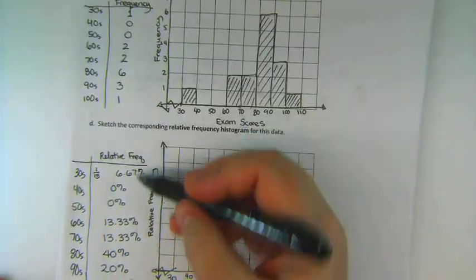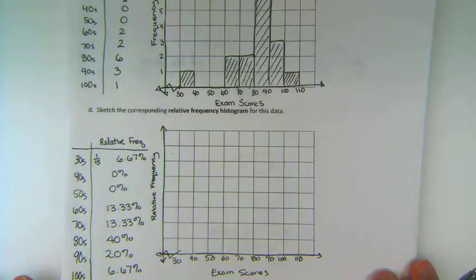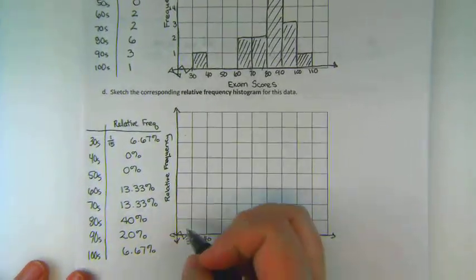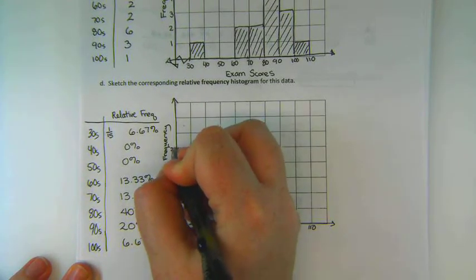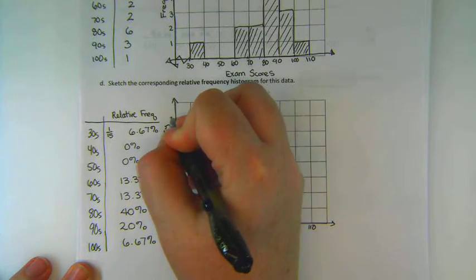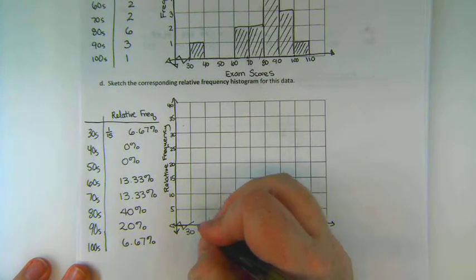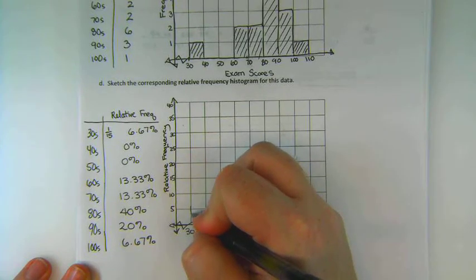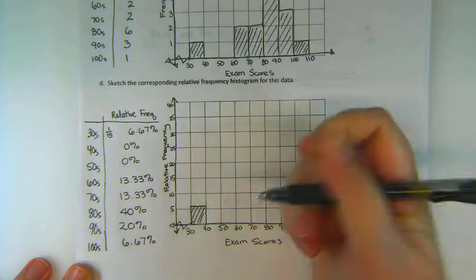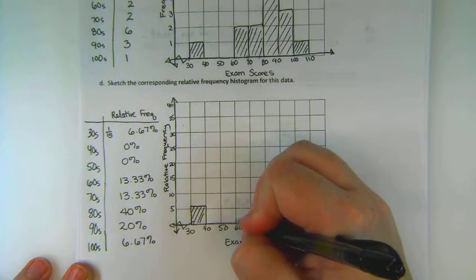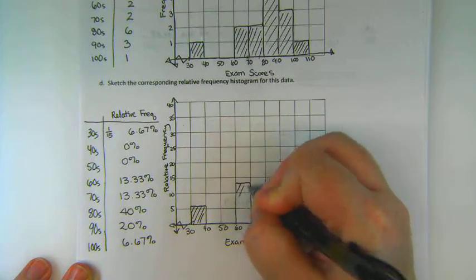So maximum, we want to be able to see up to 40. So maybe I'll do jumps by, let's say, 5s. Let's make this 10%, and 20, 25, 30, 35, 40. Just fits. So between 30 and 40, this will go up to 6.67%. So you just kind of estimate close by. So go up to 13.33, so about right there.